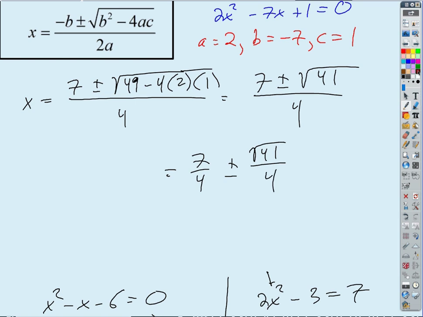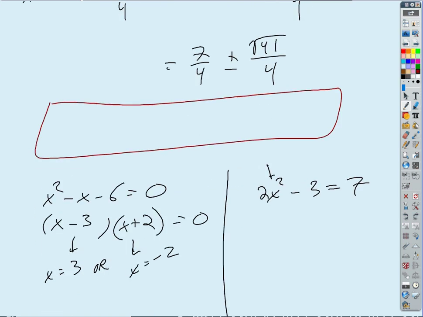So in Moodle, what would I put? I'm going to do them separately. I'm going to get 7/4 plus the square root of 41 over 4, and 7/4 minus the square root of 41 over 4.